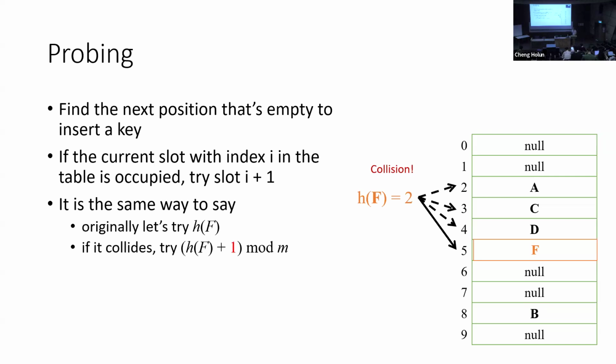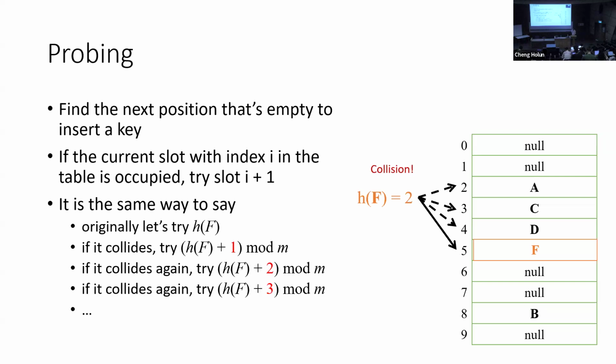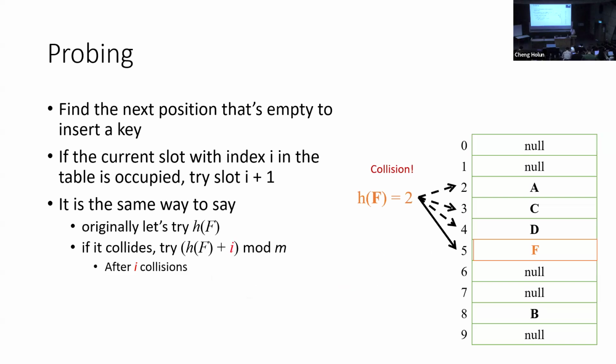I search for h(F) plus 1. If it's not colliding, I put it there. But if it still collides, I put it in the h(F) plus 2 position. If it still collides, I continue and so on. So what do the red numbers mean? The red numbers are actually the number of collisions. I put the value in the slot h(F) plus i, such that i is the number of collisions.